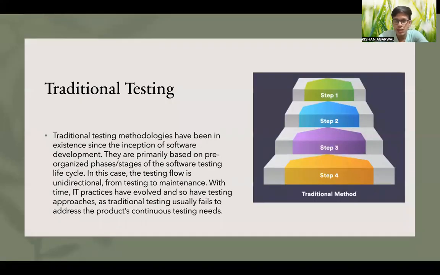So let us see the traditional testing method. Traditional testing methods have been in existence since the inception of software development. They are primarily based on pre-organized stages of the software testing life cycle. In this case, the testing flows unidirectionally, from testing to maintenance.